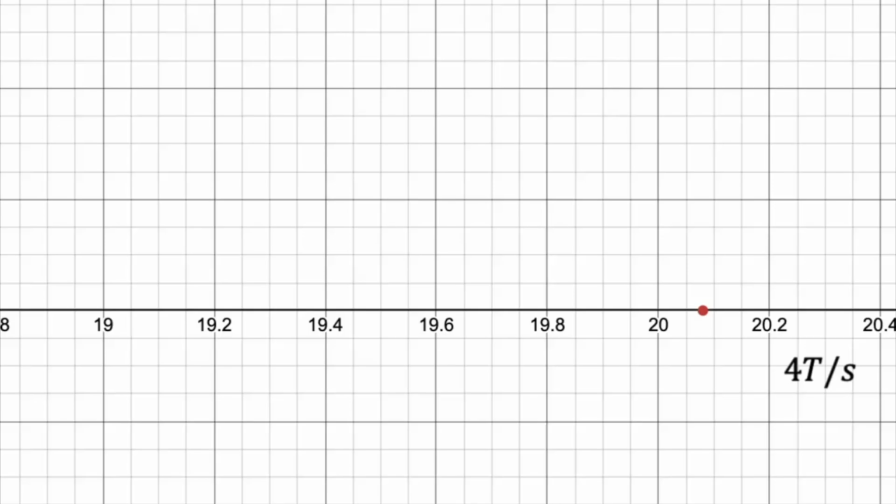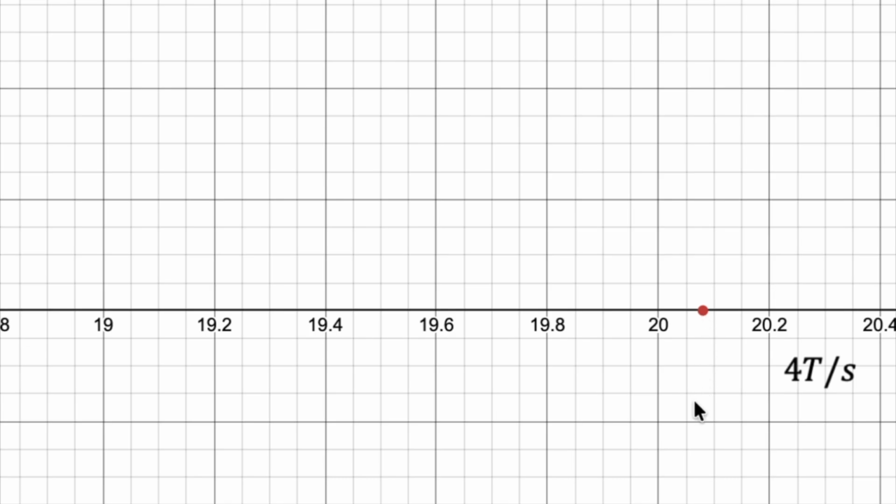So here I've made an axis for time. My measurement, which was 4 time periods, 4t in seconds, I'm going to plot values of that I measure along here. And here's the one I showed us measuring a moment ago. This red dot is my initial measurement of 20.08 seconds.